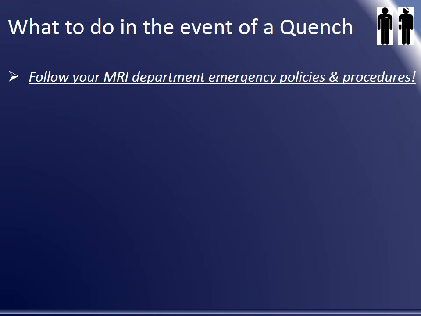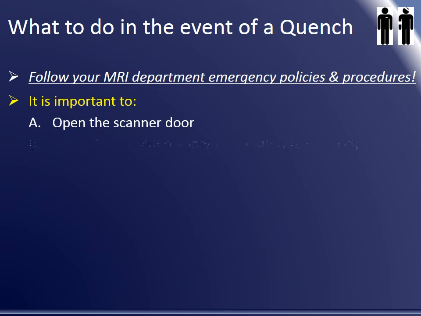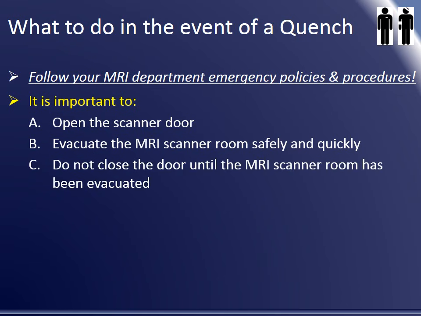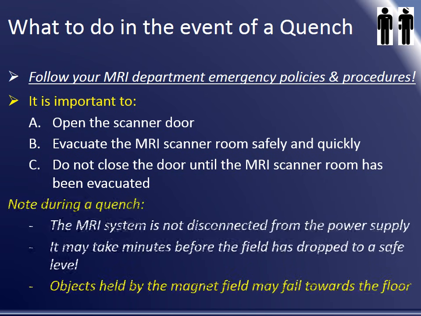In the event of a quench, it's important to do the following. Open the scanner door, evacuate the MRI scanner room safely and as quickly as possible. Do not close the scanner room door until the MRI scanner room has been fully evacuated. It's important to note that when the magnet is quenched, the MRI system is not disconnected from the power supply, so there is still a risk of electrical hazard.